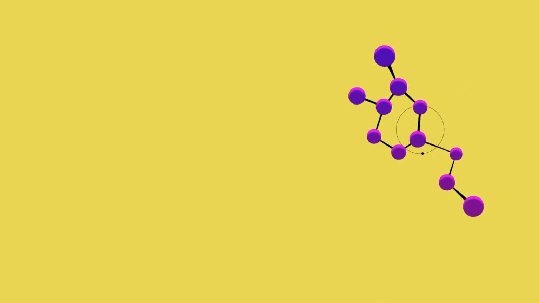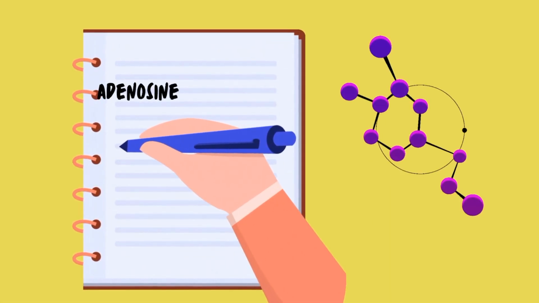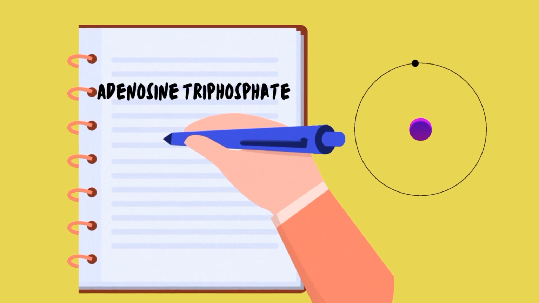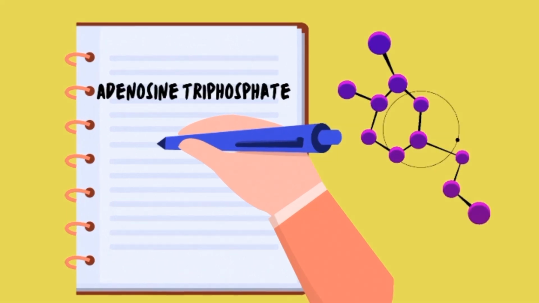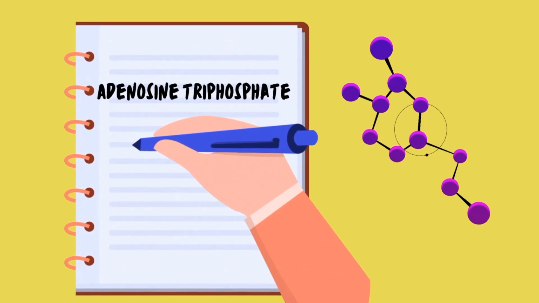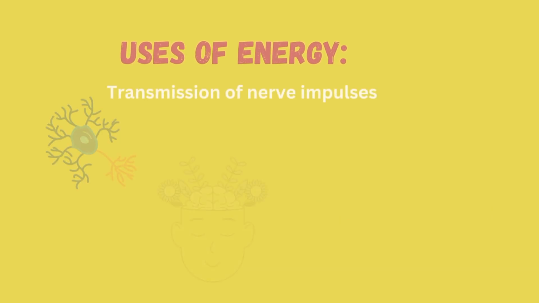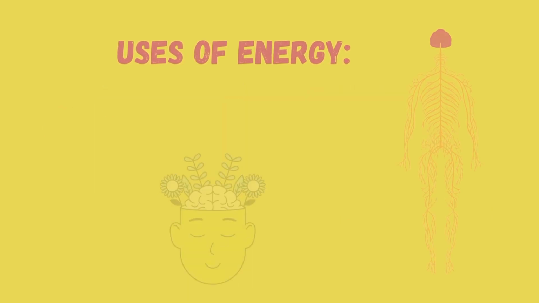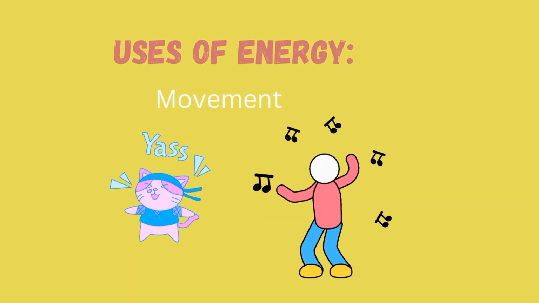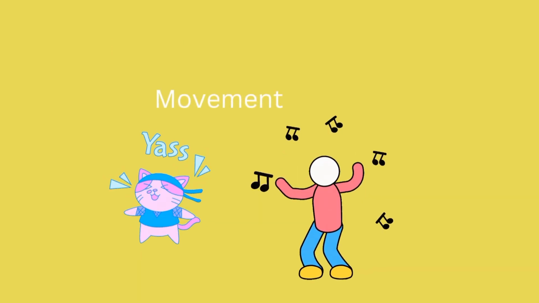So what are the uses for the energy produced? Now, the energy produced is stored in an energy-rich molecule known as adenosine triphosphate, ATP. This has several uses. It's used in the transmission of nerve impulses, movement, growth, etc. In short, for all processes that take place within the body.